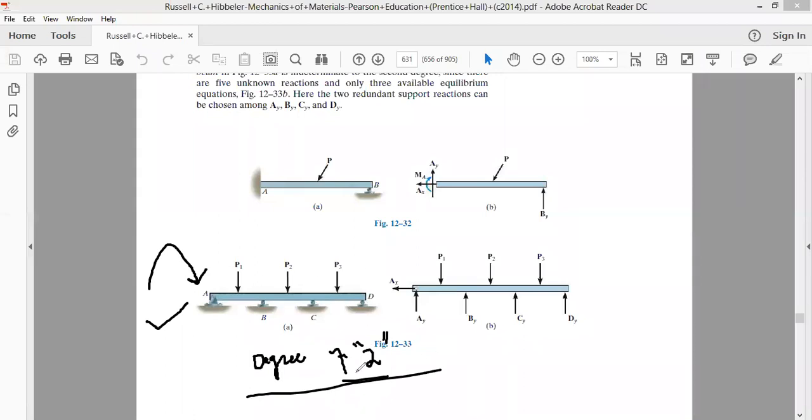We'll see what we mean by continuous beams in the coming classes. But here we should say that this type of beam is called a continuous beam, and this is the free body diagram for this continuous beam. It is one of the statically indeterminate beams.